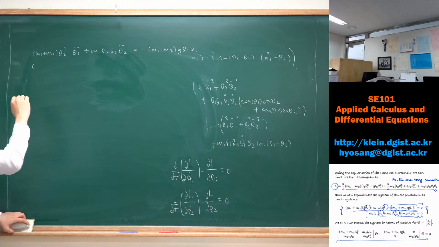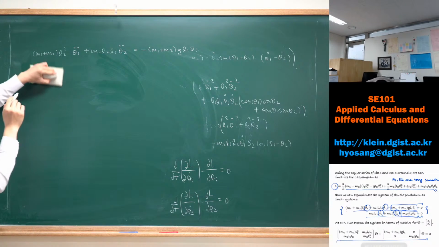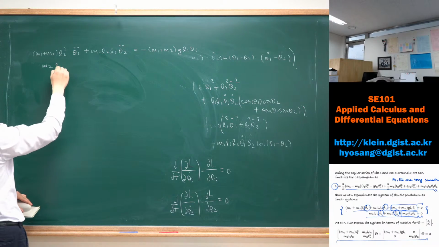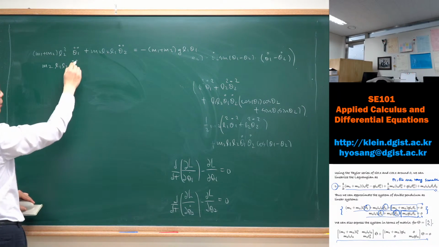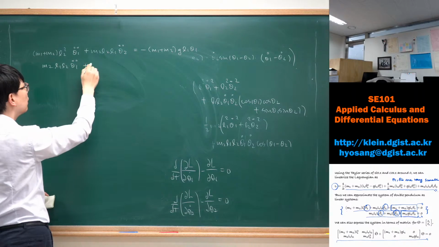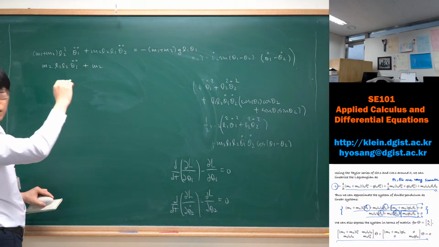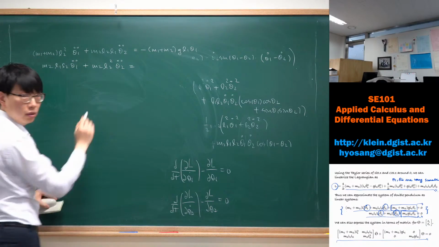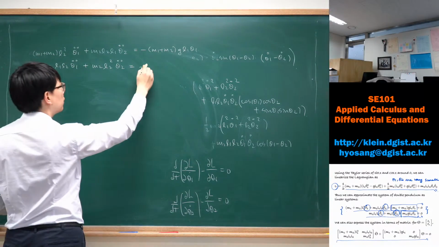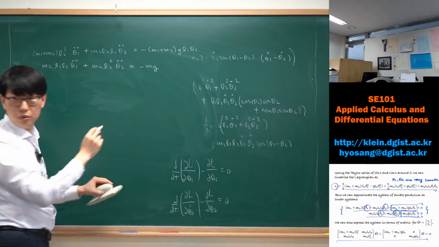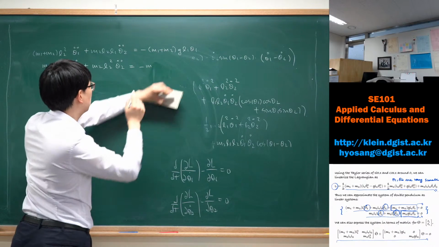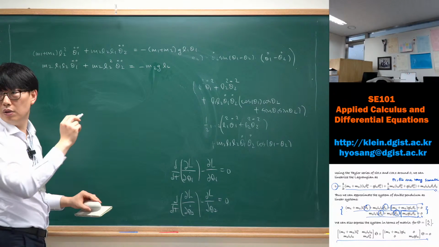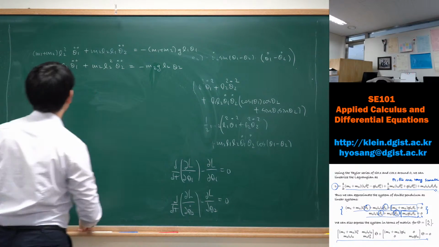Okay, and then the second equation is M2 L1 L2 zeta 1 double dot and M2 L2 square zeta 2 double dot equals minus M2 G L2 zeta 2. So I'm going to cancel something.